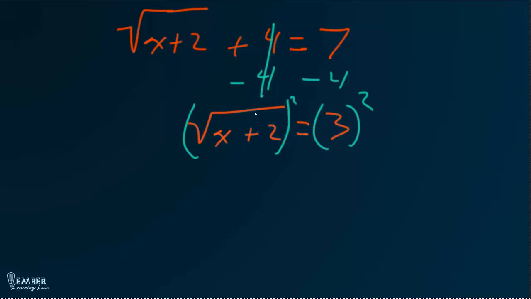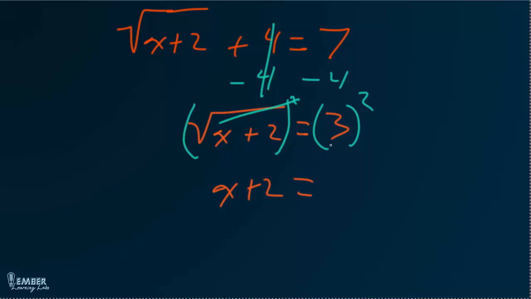Square and square root cancel, leaving us with just x plus 2 on this side. When we square 3, 3 squared is 9, because 3 times 3 is 9. Then we're going to subtract off the 2. That cancels, leaving us with x equals 7.